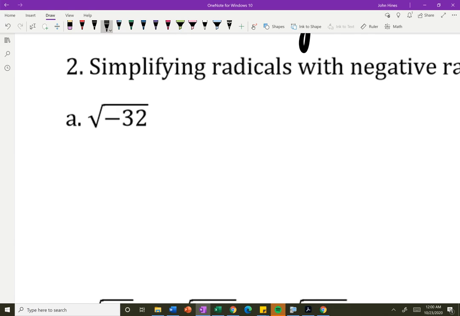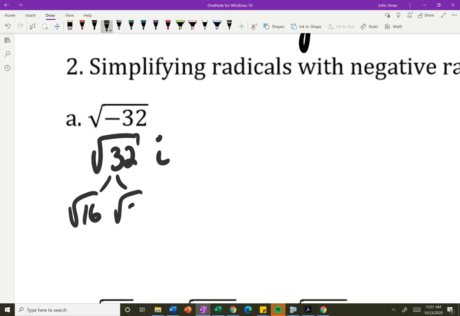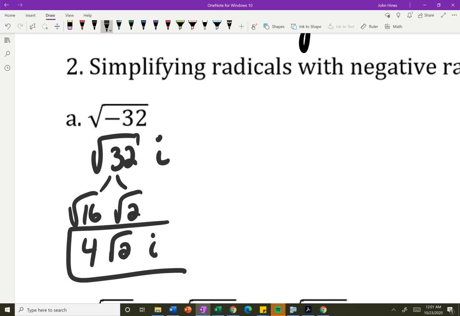So we used to panic when we had a square root of a negative number, but now all we're going to do is take out that square root of negative 1, take out that negative, and throw an i outside of the radical. And now it's just like 9th grade. How do I tear apart 32? 16 times 2. So 4 radical 2 with an i stuck on at the end.